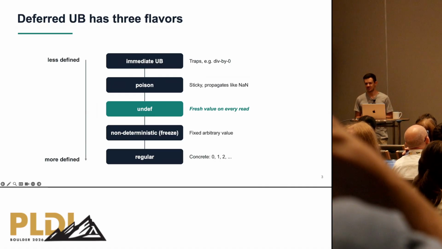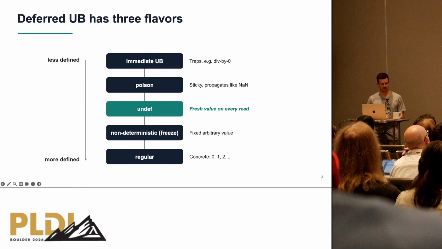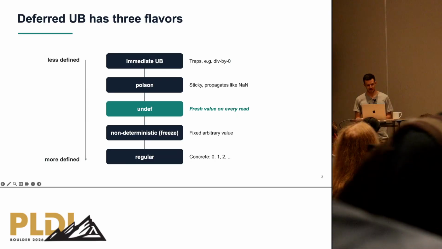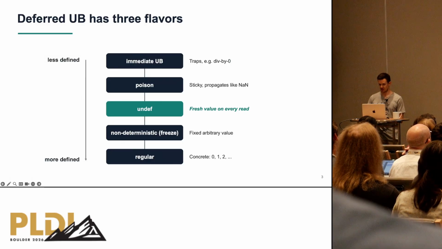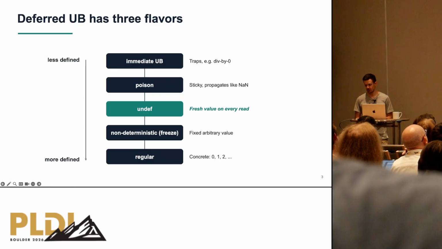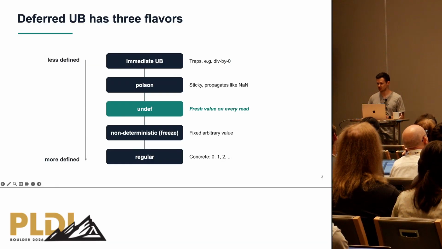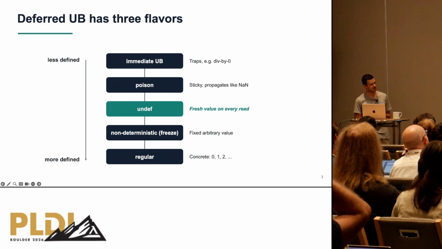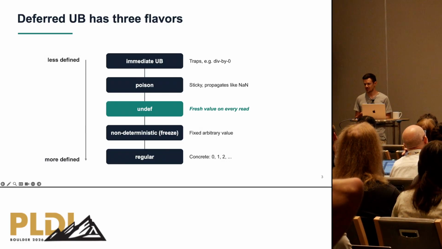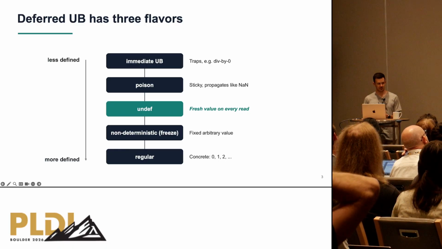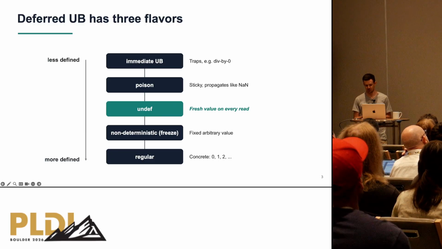So what actually is Undef? As in many optimizing compilers, LLVM has two kinds of undefined behavior. The first kind is immediate undefined behavior, which is reserved for operations that trap the CPU. Deferred undefined behavior covers all the remaining cases. LLVM has three main forms or values to represent deferred UB. The first form is poison, which is sticky and propagates like floating point NaNs. The second form is Undef, which is mostly used nowadays to model loads of uninitialized memory.